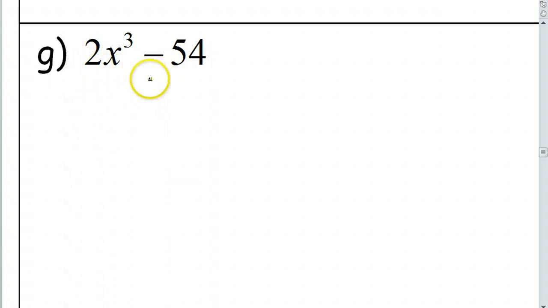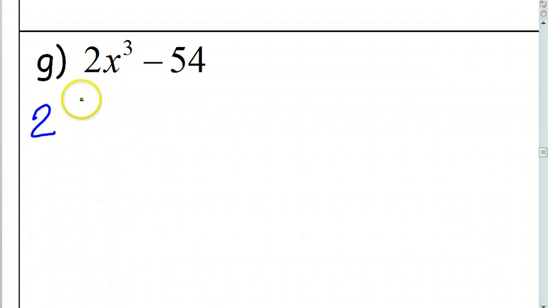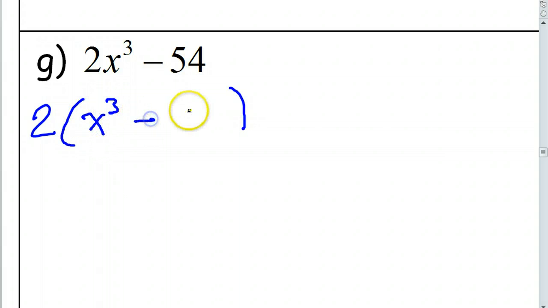Looking at G, what's the first step of factoring? It's always to pull out the GCF if there is one. Now, clearly both of these are divisible by 2. So that should be your first step, to pull out the common factor of 2. Okay, so that is going to leave behind x to the 3rd power minus 27.